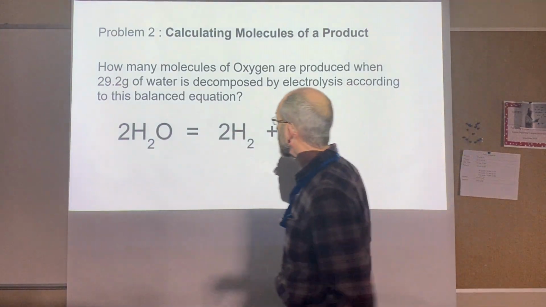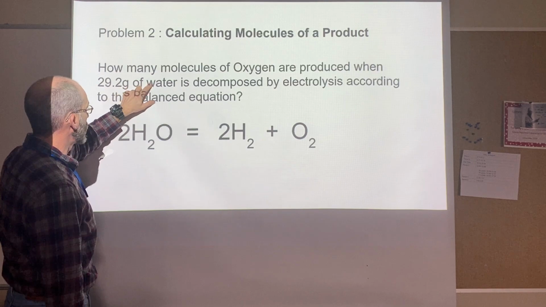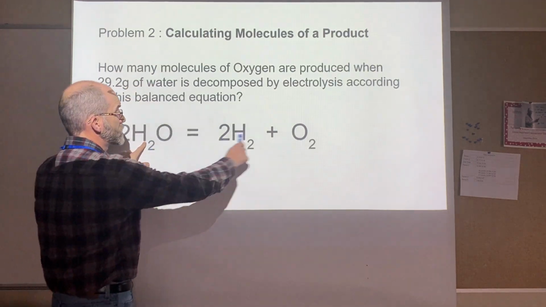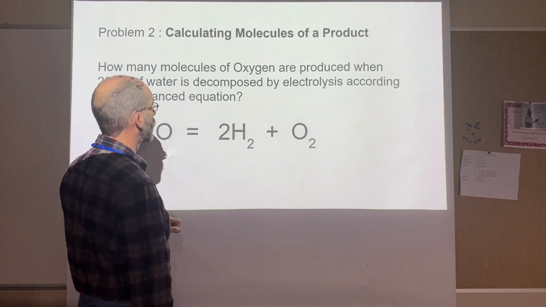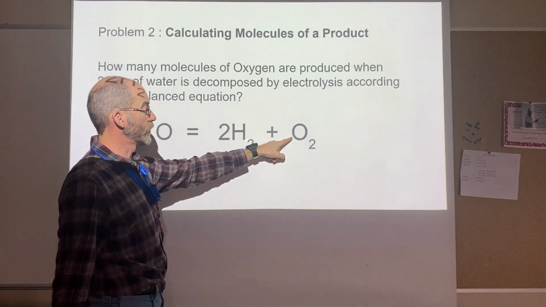So, what are we given? We're given 29.2 grams of water. This is a decomposition reaction. This is reacting, and here are our products. And then what do I want to know? I want to know how many molecules of this.